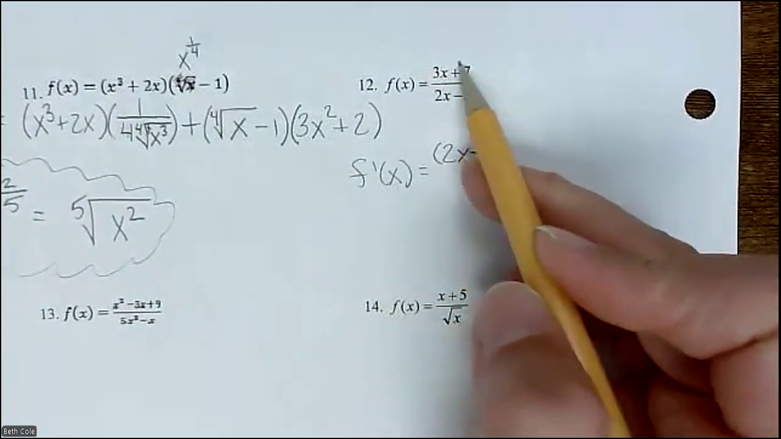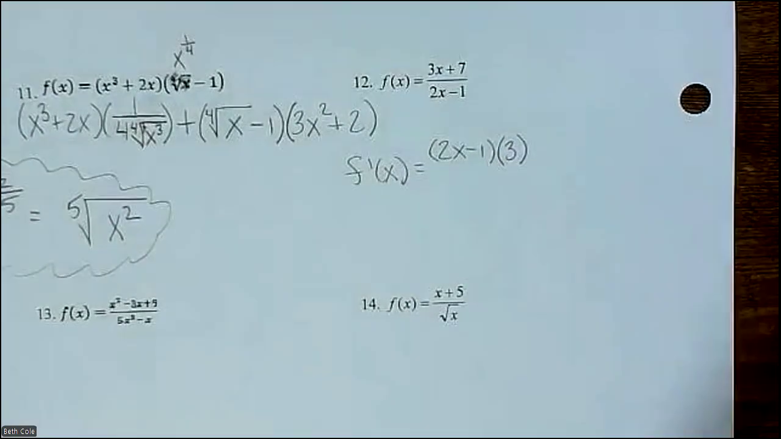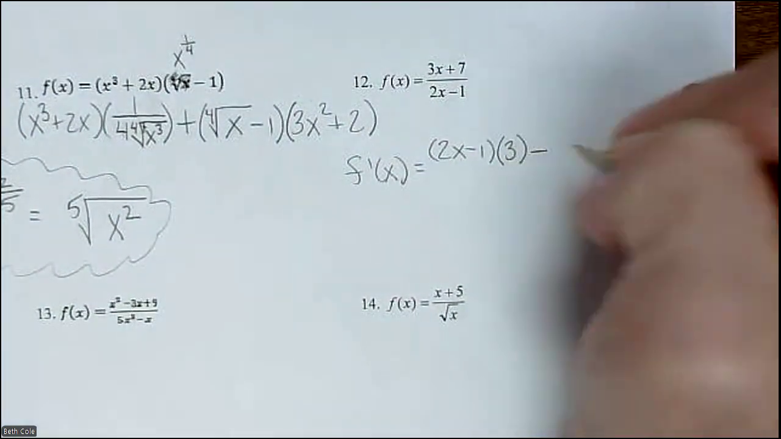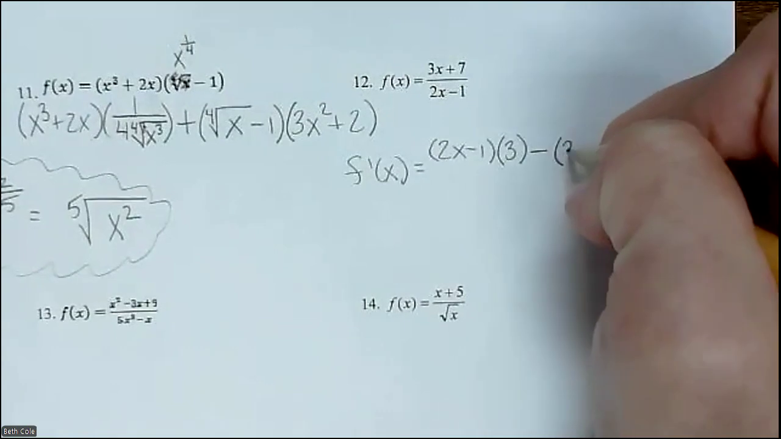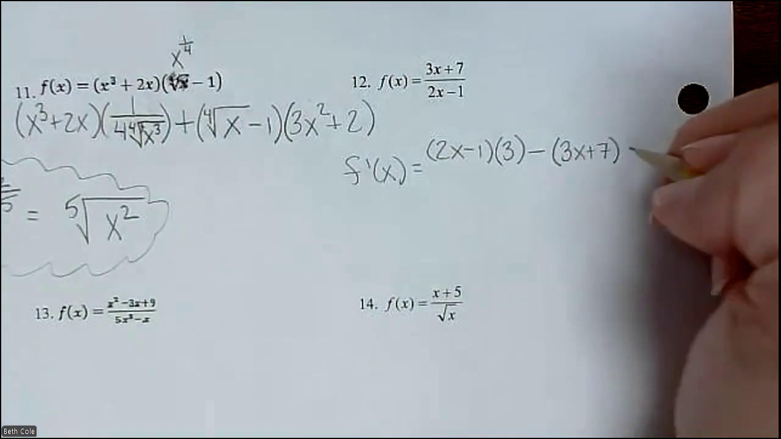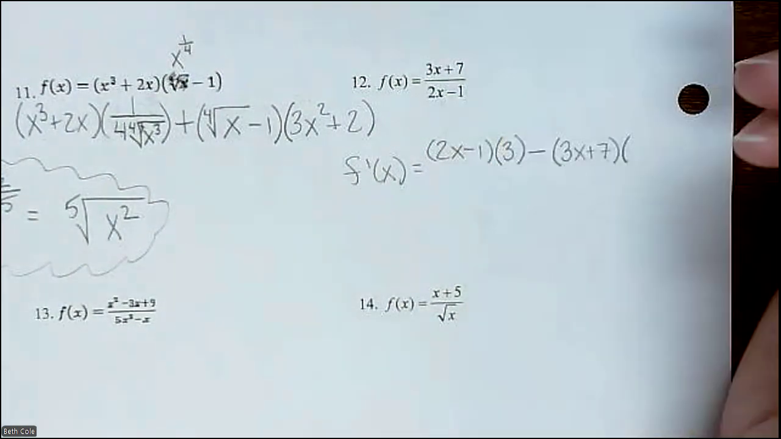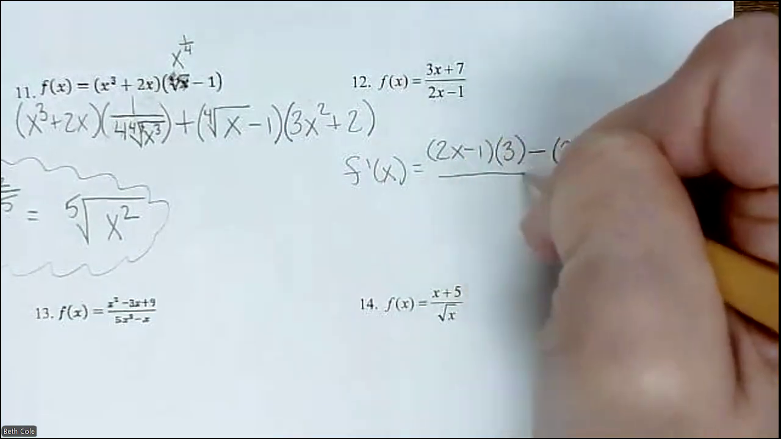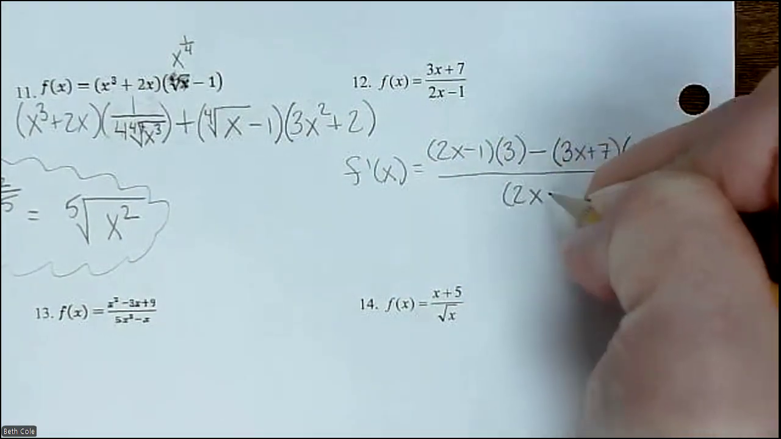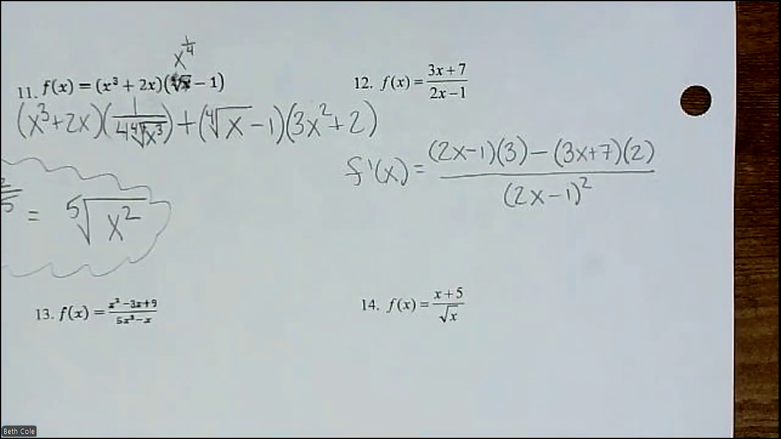So what is your derivative of 3x plus 7? Yeah, just 3, right? Minus the numerator, and then derivative of the denominator would just be what? 2, good, over 2x minus 1 squared. I'm going to pause there and let everybody write it down, and then I'm going to bring up some common mistakes we'll hopefully not make.